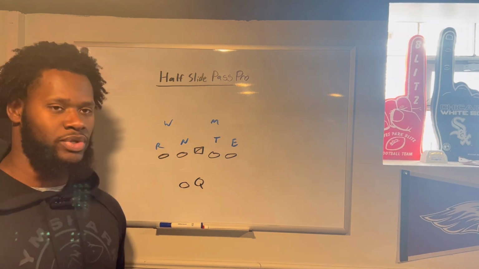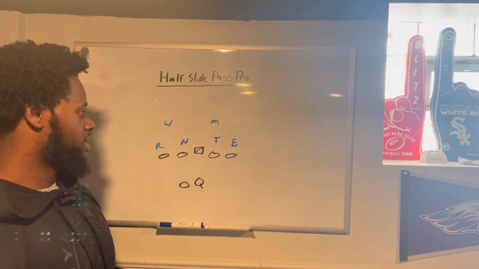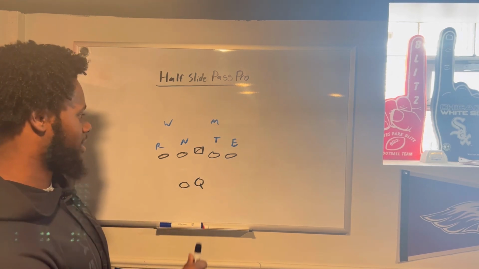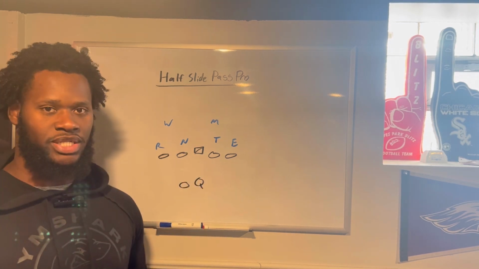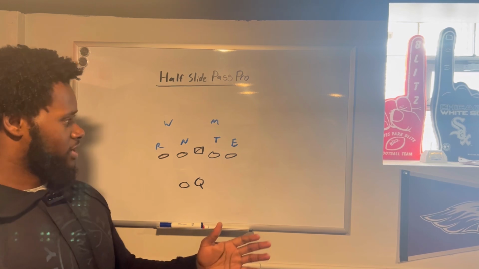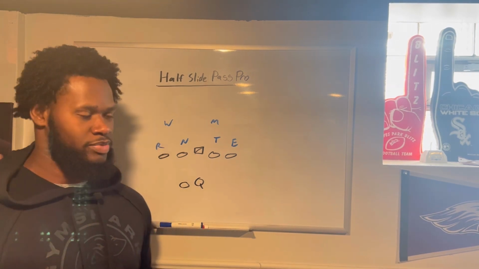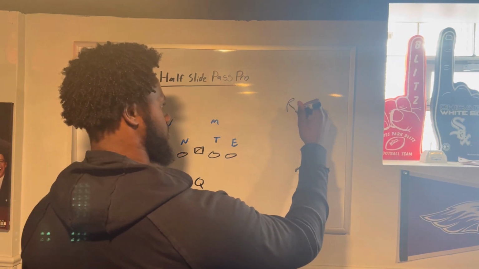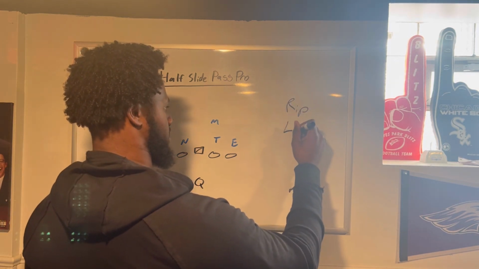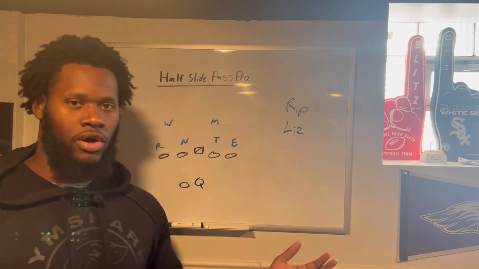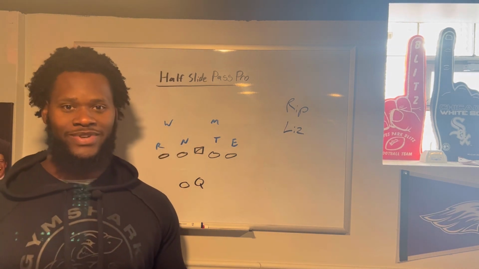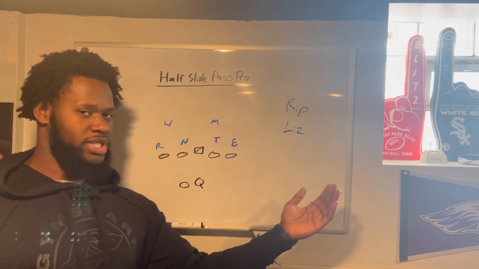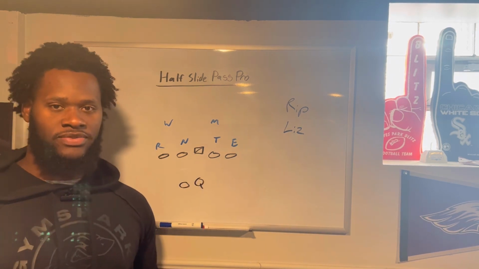So right now I have drawn up an even front. Both interior guys are head up. Maybe this guy's slightly inside in the shade. But for me, starting off with a half slide pass protection, you're going to start with either a rip or a Liz call, right? Or whatever R word and L word that you use in your offense to signify which side of the offensive line is sliding and which side is going to be manned up on the defensive lineman.